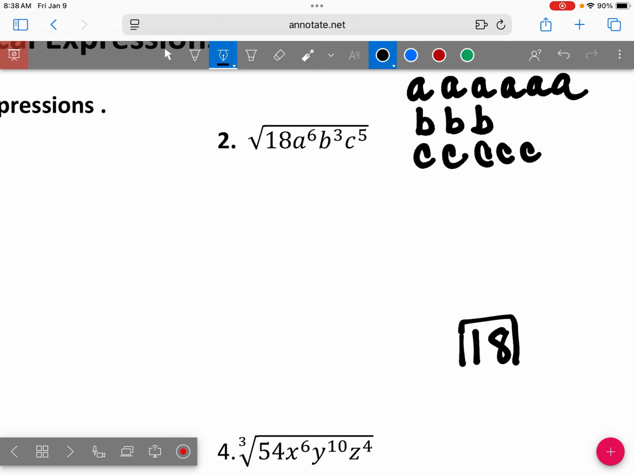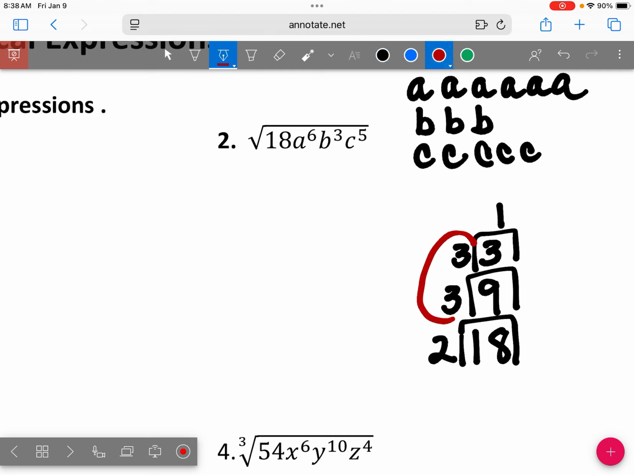All right, so 2 can go into 18 9 times. 3 can go into 9 3 times. And 3 can go into 3 1 time. Who had a 3-layer cake? We had 3 layers on our cake? Okay. So let's look for what we can take out. I got 1 set of 3s. Bring that out.